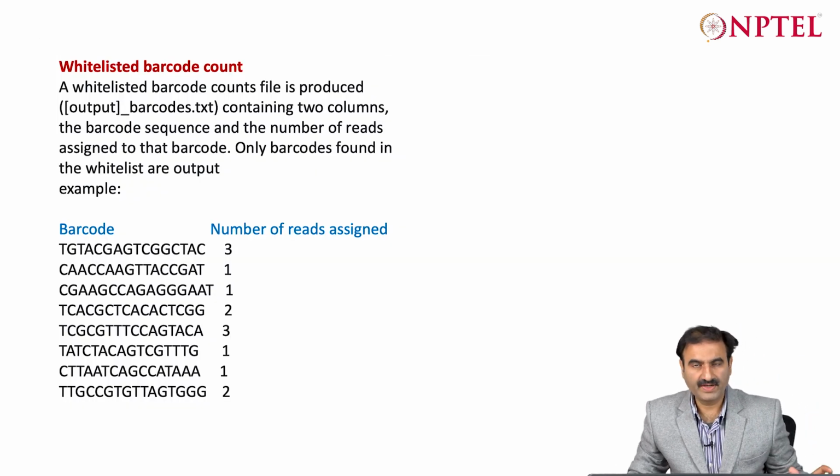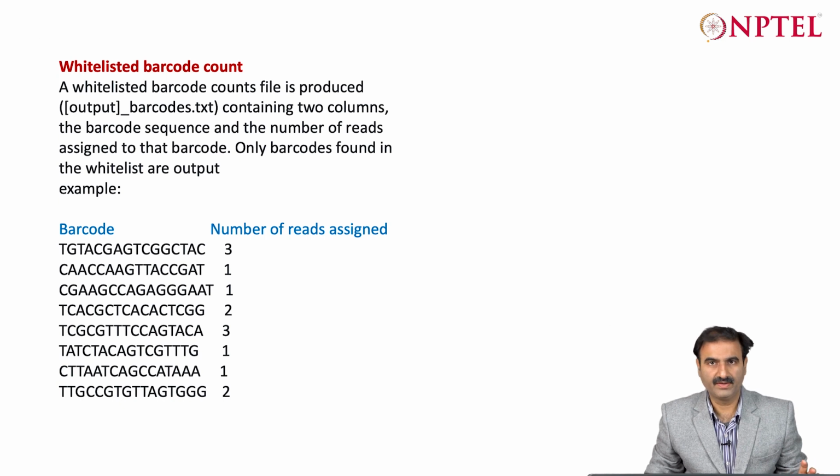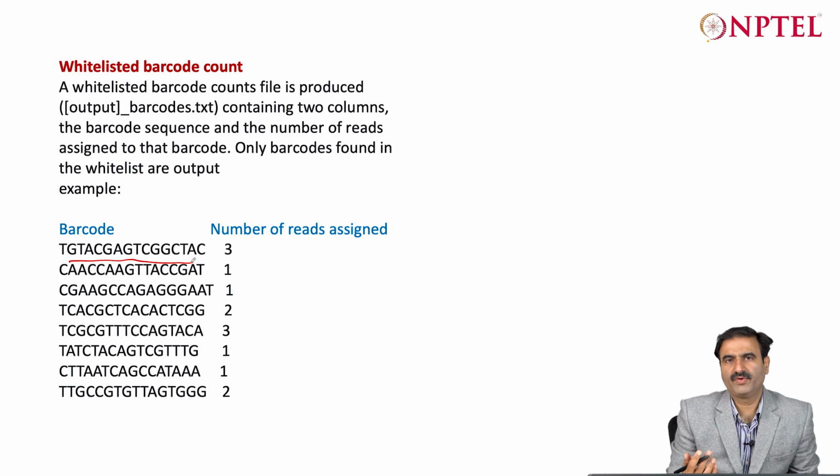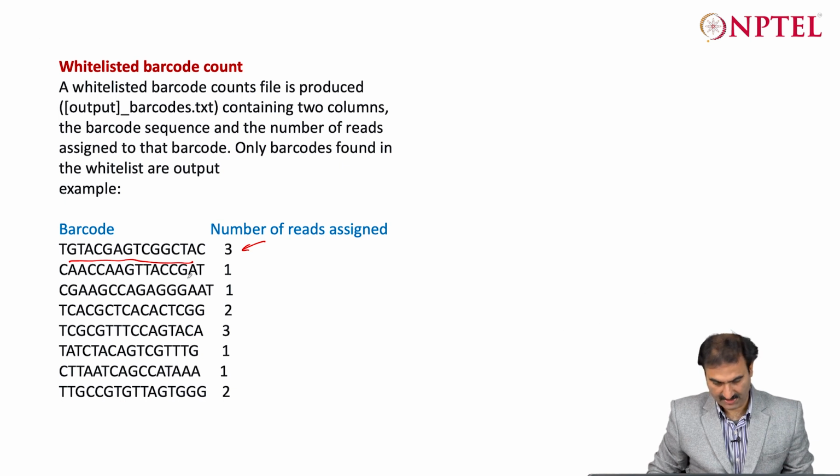That script produces a list of barcodes and the number of sequences assigned. For example, this is a barcode that was found by a match, and you can also select whether you want only matches, or mismatches also allowed, along with the number of reads assigned to each barcode.